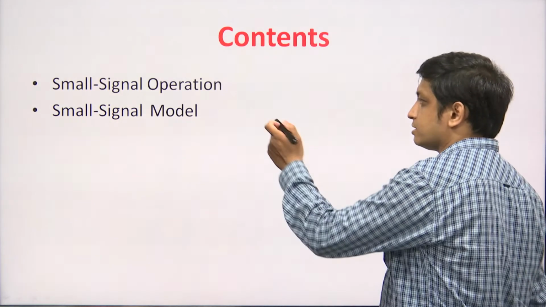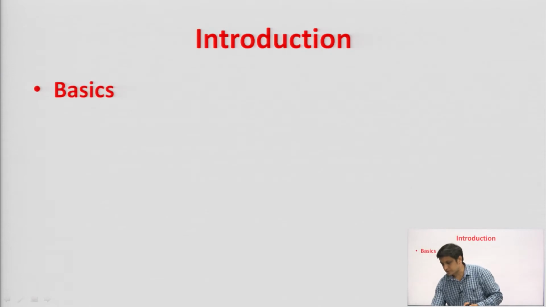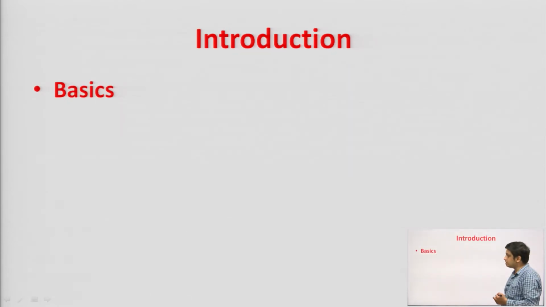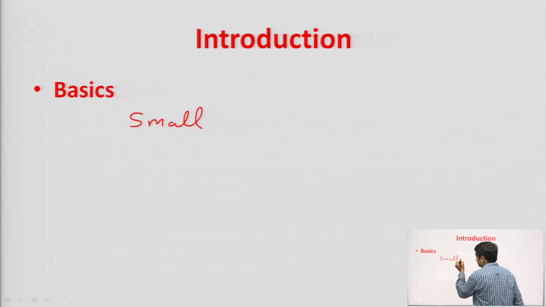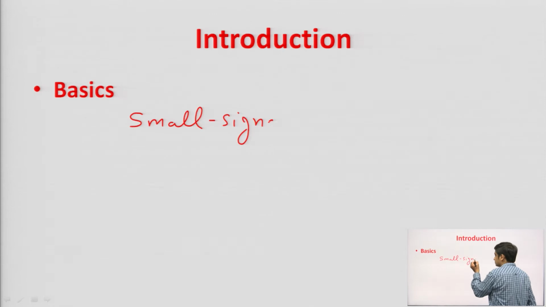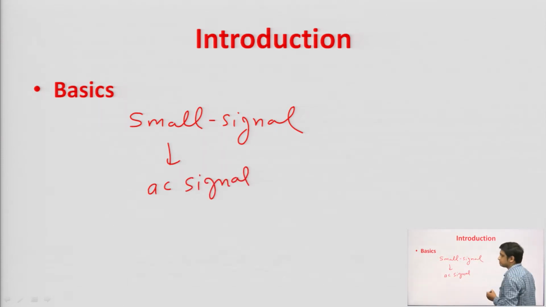Today we are going to learn small signal operation and models of the subject analog circuits. This is lecture 4. So, in this class I will discuss small signal operation and small signal model. So, starting with the basics of small signal. What is this small signal? A small signal is basically your input AC signal.